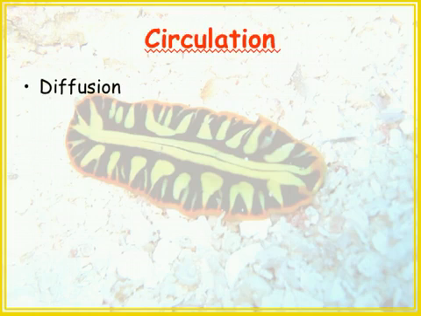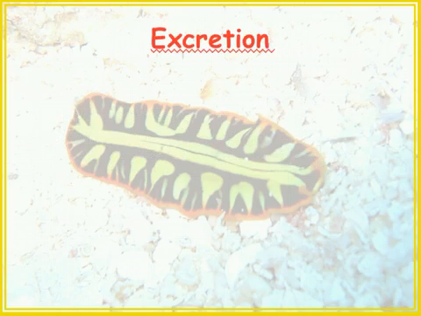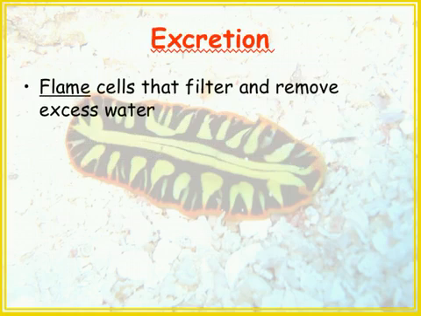Circulation is also accomplished by diffusion in flatworms. They are so thin again, so they rely on the water surrounding their bodies to transport oxygen, nutrients, and carbon dioxide. For excretion, flatworms have developed flame cells.